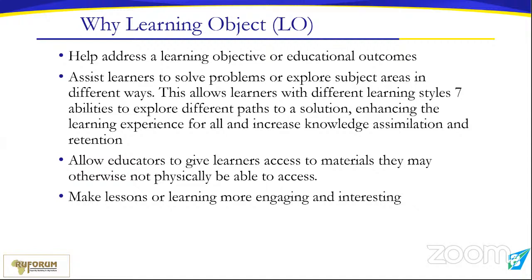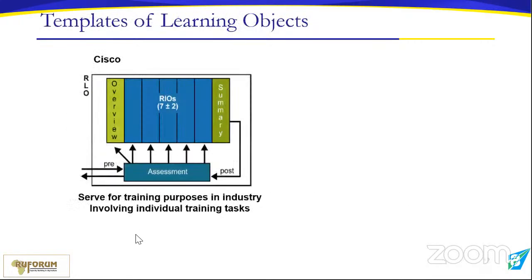So it makes lessons and learning more engaging and interesting. So learning objects are by principle supposed to make the learning process more engaging, but also more interesting and attractive to different classes of learners. So a classic example, a classical template of a learning object, is a reusable learning object from Cisco Systems, which serves training purposes in industry and involves training tasks.